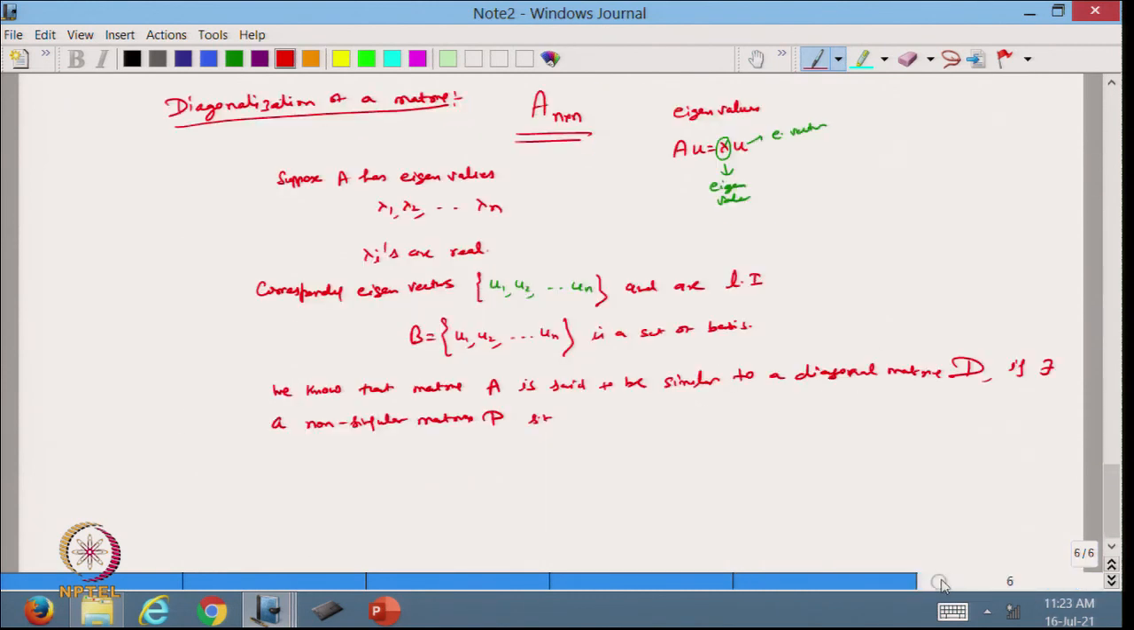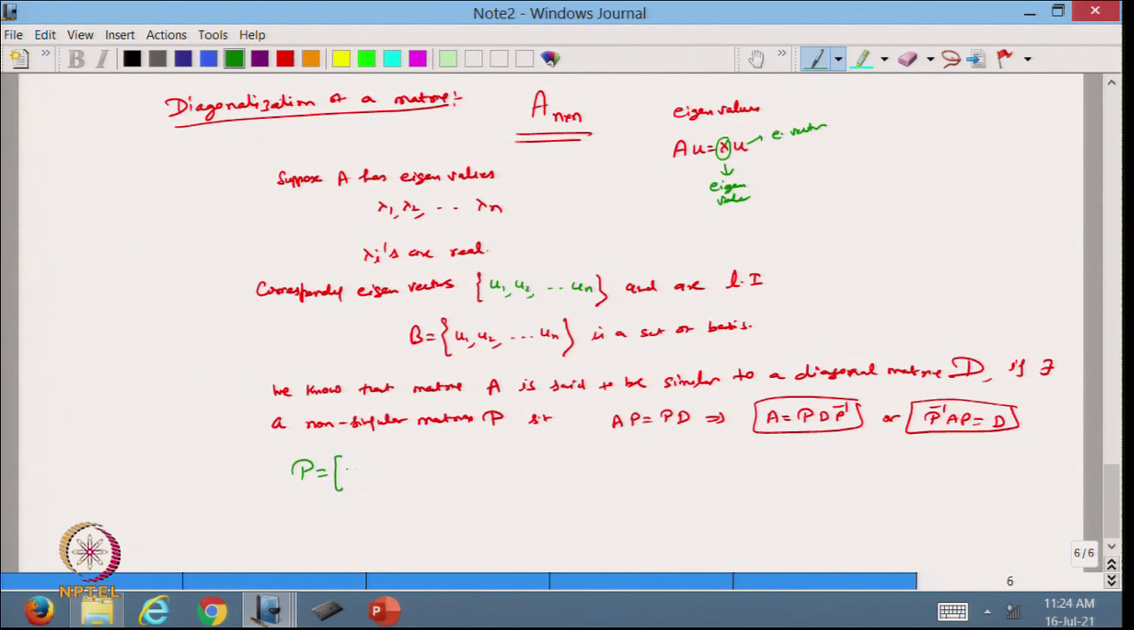that P A is equal to B P. So, from here I will write that A P is equal to P D, and from here A can be written as P D P inverse, or P inverse A P is equal to D, and this matrix P.